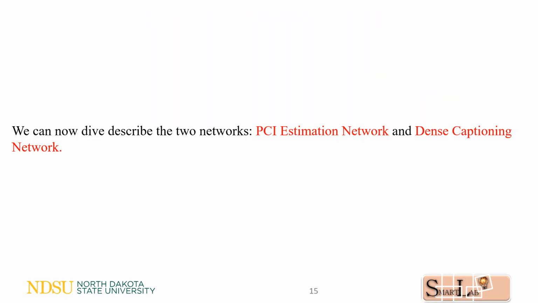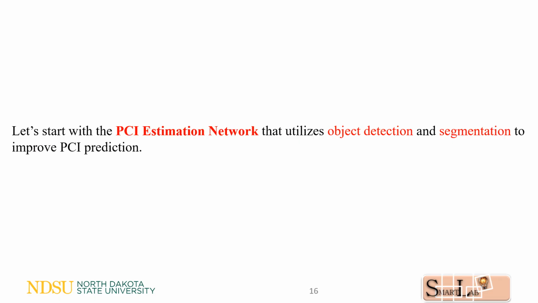Now we can dive into the two different networks. That's the PCI estimation network that we developed, and then the dense captioning network. Now let's start with the PCI estimation network. For the PCI estimation network, we use object detection and segmentation to improve the pavement condition index prediction.